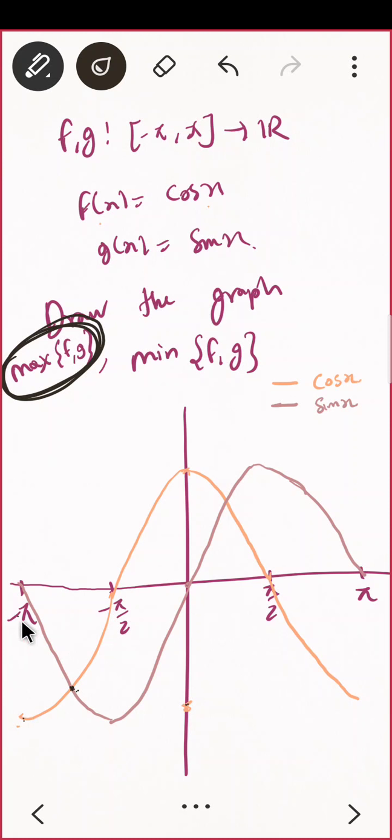So my question is, from minus pi, from this point to this point, that is the intersection, from this point to this point, which function is maximum, whether sine is maximum or cos is maximum? Roll number 11, Anuj, can you tell me? Anuj, if you don't unmute, then I will remove you from the meeting.